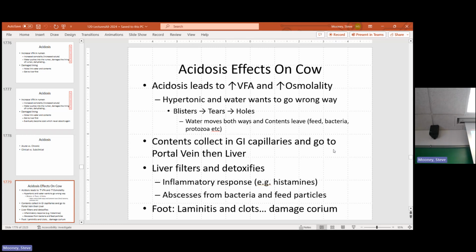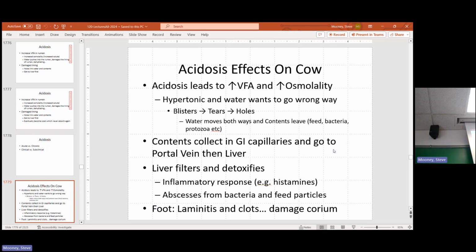So you've got the liver responding with an inflammatory response. There's a lot of nice work about that done out of Iowa and Michigan State. Then abscesses from the bacteria and feed particles start to form in that liver. So the liver is no longer going to function the way it's supposed to, and our dairy cows need their liver functioning at a high level to make sure that they can produce the milk that we need them to.